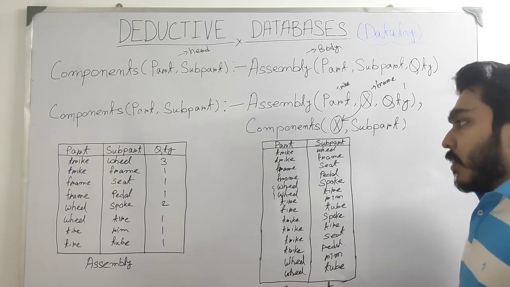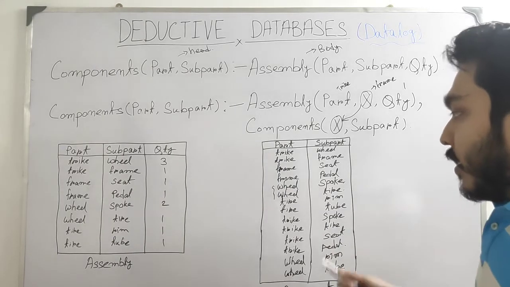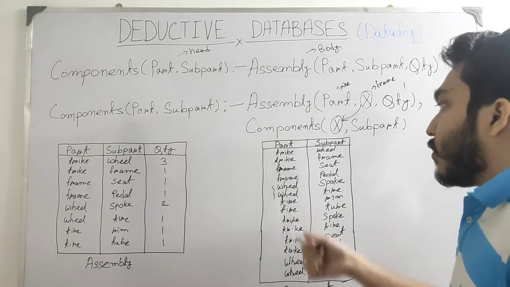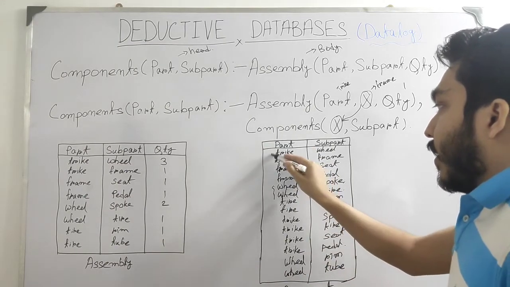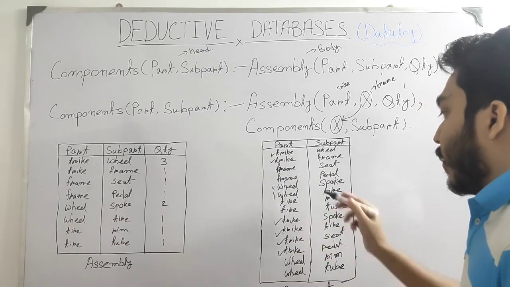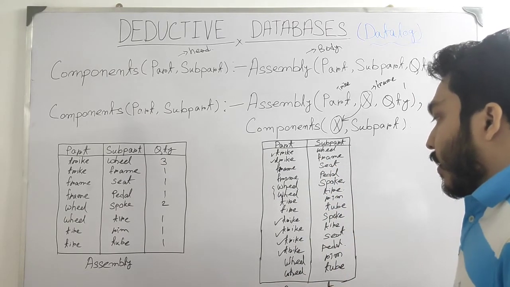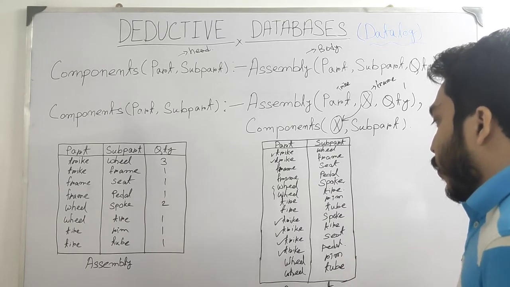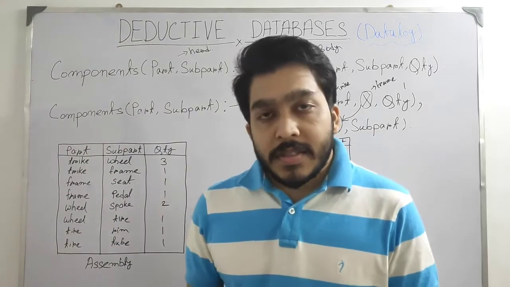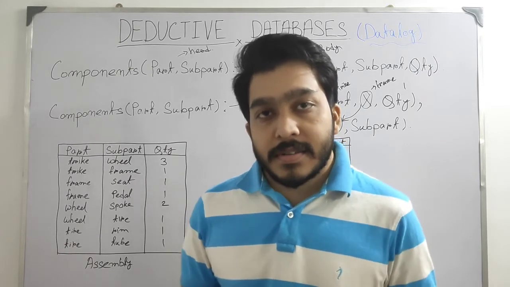If I ask you for trike what the subparts are, you just write a simple query, select star from components where part equals trike, then trike, trike, trike, trike, trike, trike. So for trike, those are the subparts we need. And for wheel also you can check in that way. So in this way you will be generating all the tuples that you need for your relation.